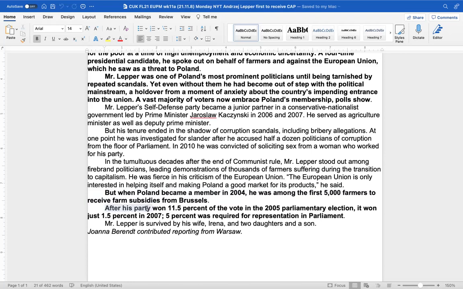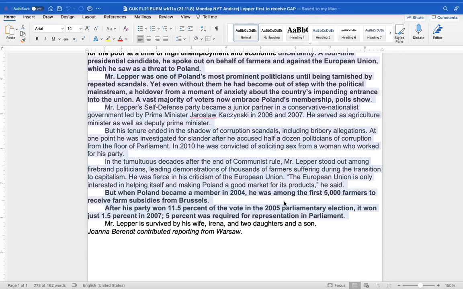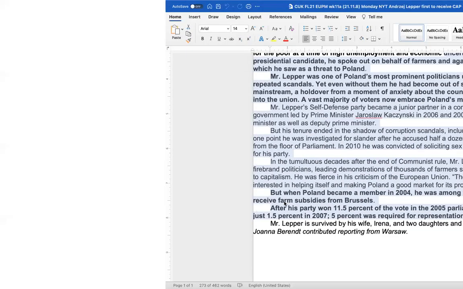After his party won 11.5% of the vote in the 2005 parliamentary election, it won just 1.5% in 2007, and it pretty much disappeared. And then he killed himself. Bye-bye, Andrzej. And so, that's an example of the challenge. I think that covers it all here. Yeah, there you see a picture of him.